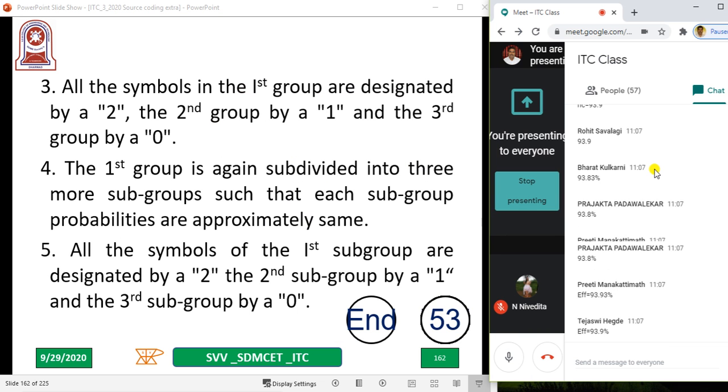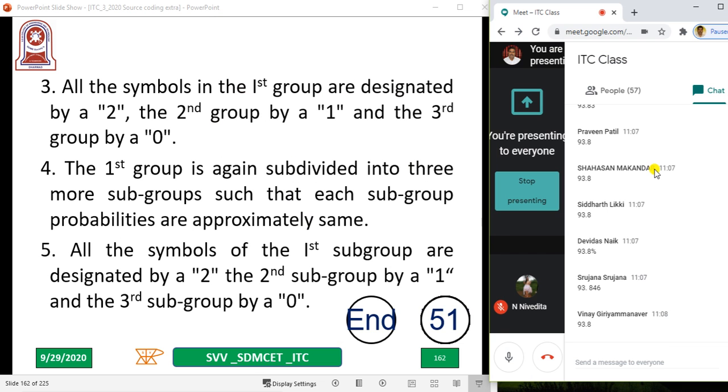6th step, 7th step, we'll see. All the symbols of the first subgroup are designated by 2, the second subgroup by 1, third subgroup by 0. The same procedure what you have done. Instead of only dividing into 2, now we are dividing by 3. Let us go to the next.